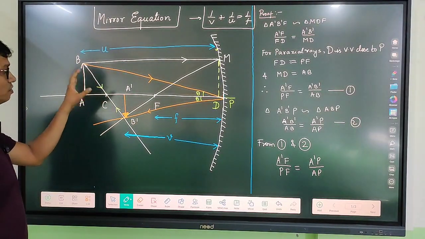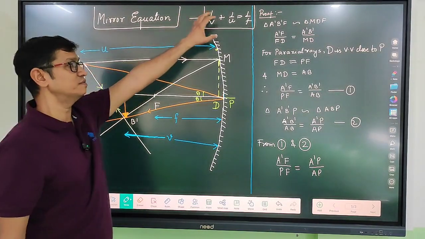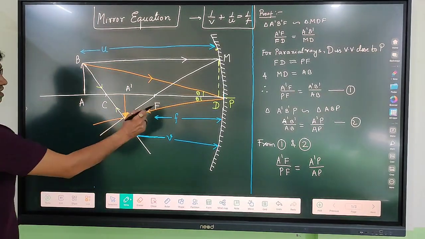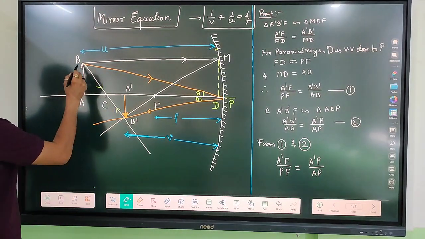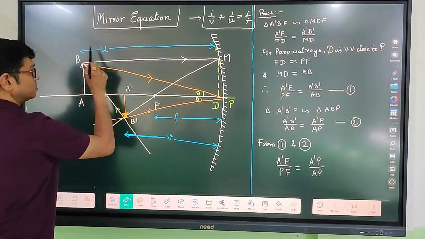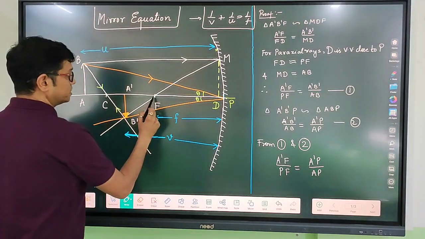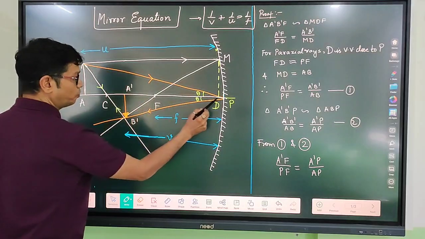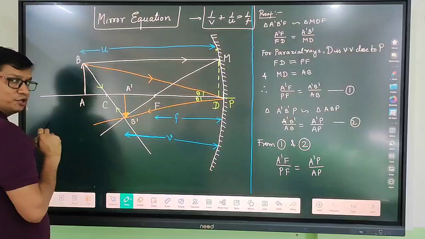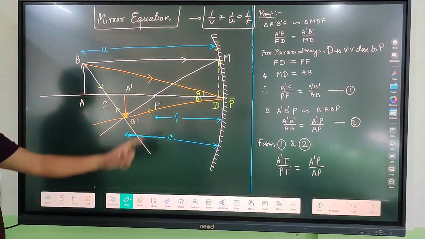While we are not really bothered about the image formation here, what we are really concerned with is the relation between the object distance, image distance, and the focal length. So let's just mark these distances first. This is my object. From this object the distance to the mirror is u. This is the focal point, so this is f to P, the small f, the focal length, and A dash B dash is the image. So the image distance from the mirror is small v. These distances are clear.